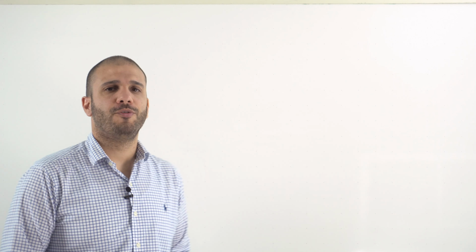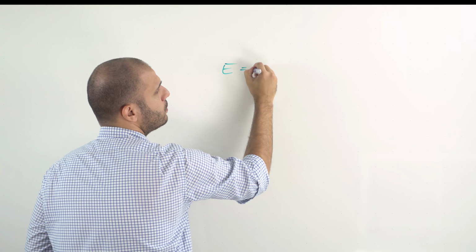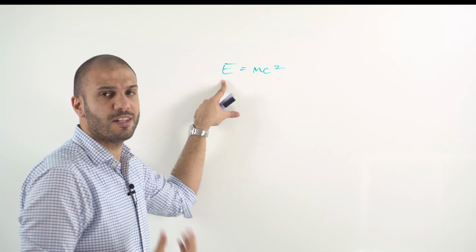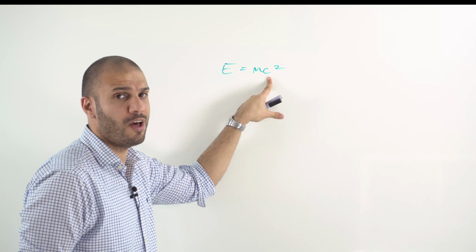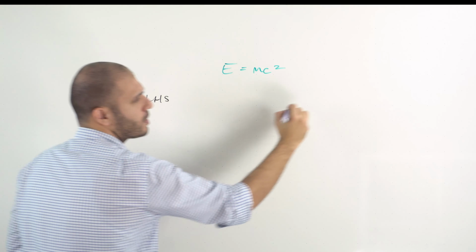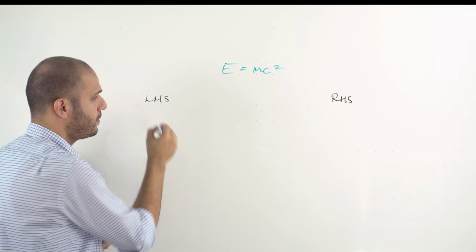So how do we check for homogeneity? We're generally given an equation which we wouldn't know whether it's correct or not. Say for example we're given E is equal to mc squared. Now E there stands for energy, m for mass and c for the speed of light. So what we're generally going to do is divide our work into left hand side and right hand side.